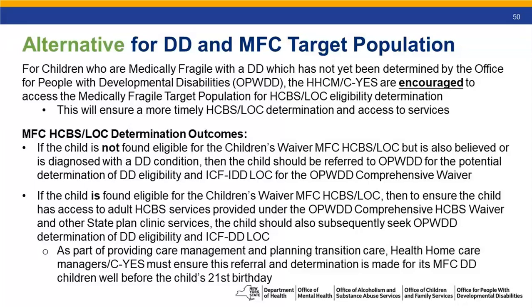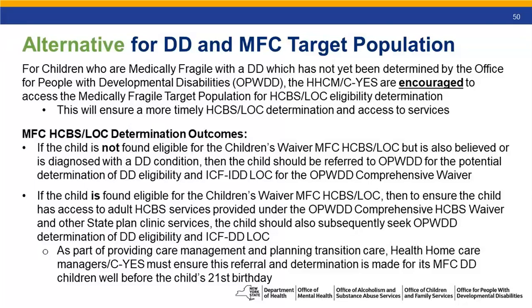If the child is not found eligible for the children's waiver, but is believed to have a diagnosis of DD, then we need to refer to OPWDD anyways. We want to make sure that children who have developmental disabilities are served by the appropriate providers and the appropriate services. So a child who is not found eligible for the children's waiver, you want to refer them to OPWDD so they can be determined whether or not they meet the DD eligibility in the ICF level of care, and then they would be able to potentially get the OPWDD comprehensive waiver.